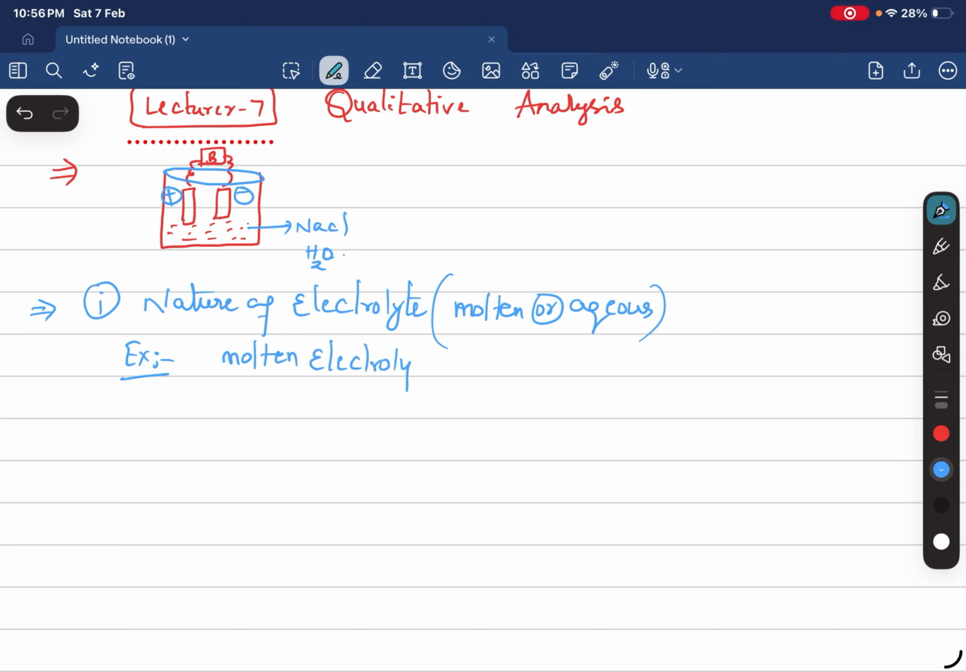Molten electrolyte. So take the example of NaCl, molten NaCl. In this case, only ions from the NaCl are present. So the positive ion is Na+, the negative ion is Cl-. Na+ deposits over the cathode as sodium, and Cl- goes to the anode and is liberated as Cl2 gas. So whatever ions are present in the electrolyte will be deposited.